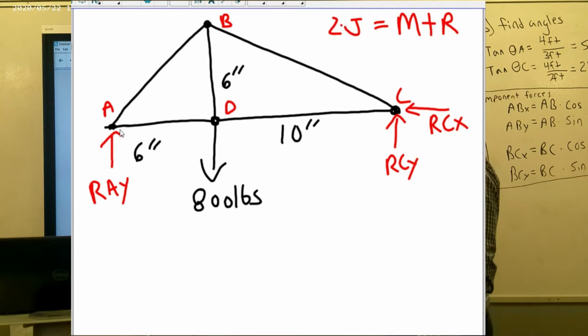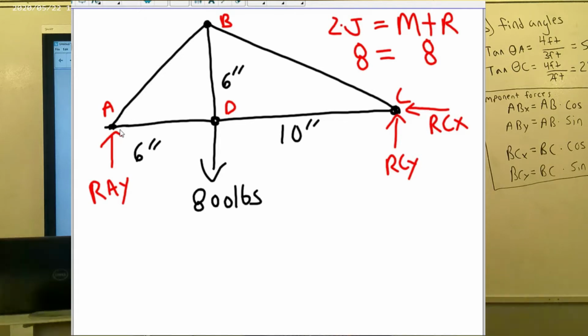So in this case, we have 4 joints. 4 times 2 is 8. We have 5 members and 3 reaction forces, and therefore we have 8 here as well. This tells us that this is statically determinate. It means that we have enough formulas available to solve for the number of unknown variables that we have in this case. So at that point, we are ready to start solving this.